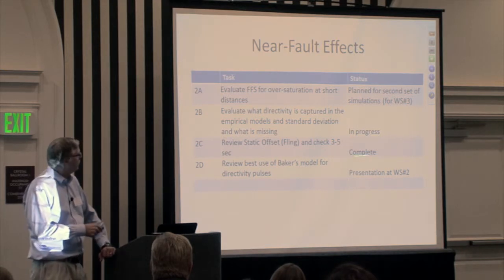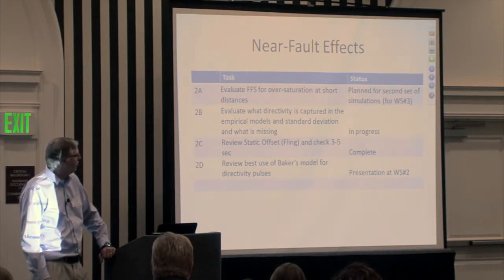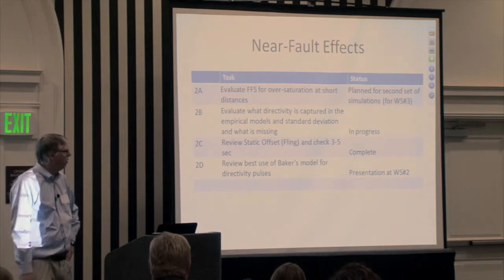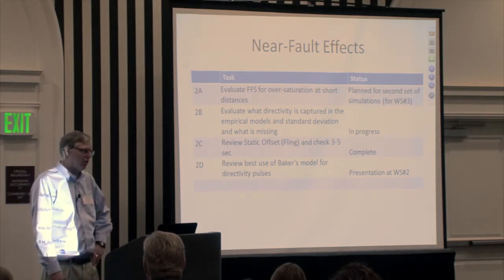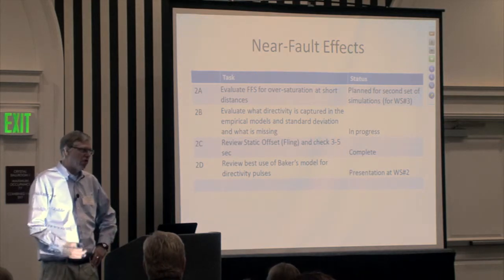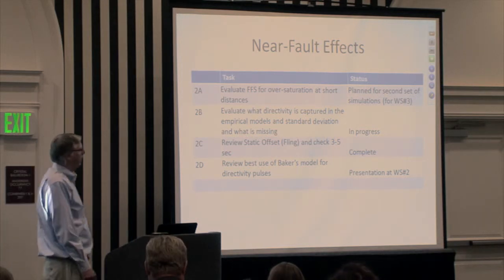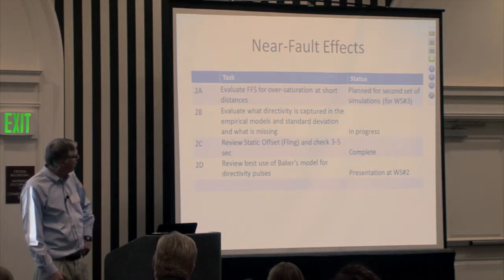Jenny Watson-Lamprey has been working on this for a while, and we have some initial candidate models that will be presented on the third day. The next topic is the static offset, so-called fling. That is the impact of that being removed from the ground motion data as part of the standard processing. How does it affect us in the 3 to 5 second period range? That work's complete. Ronnie Kamai had finished that up and his paper is submitted, so that is done.